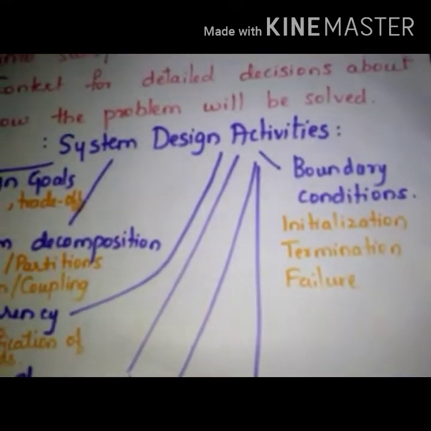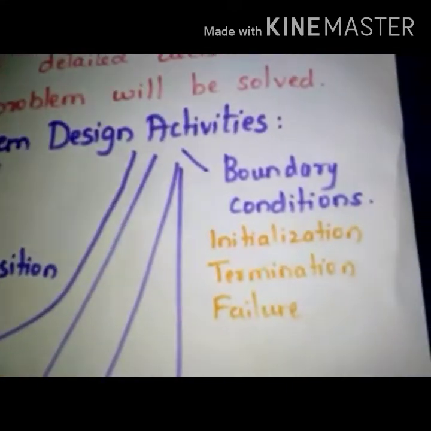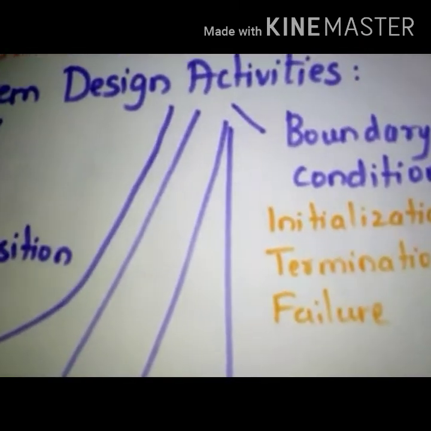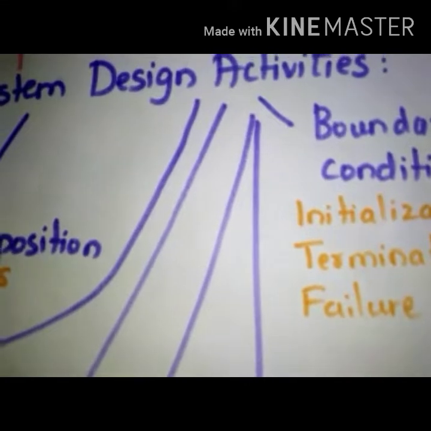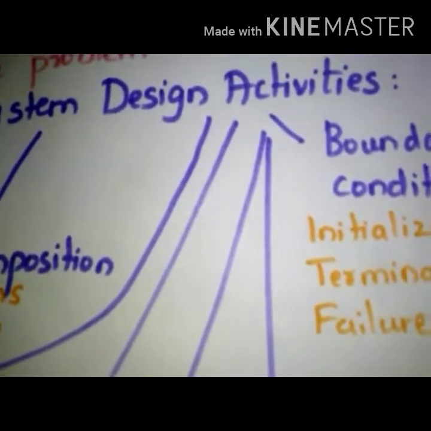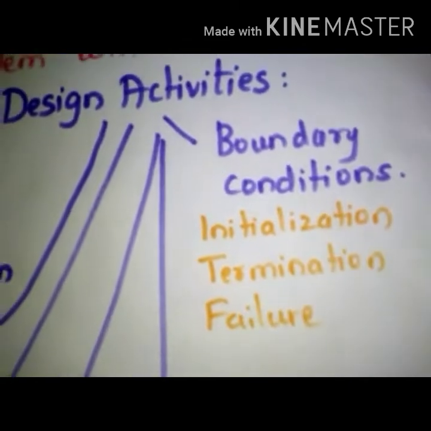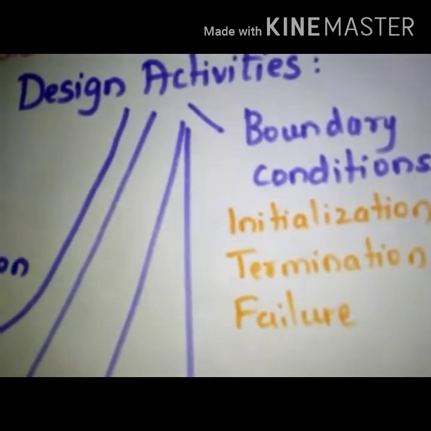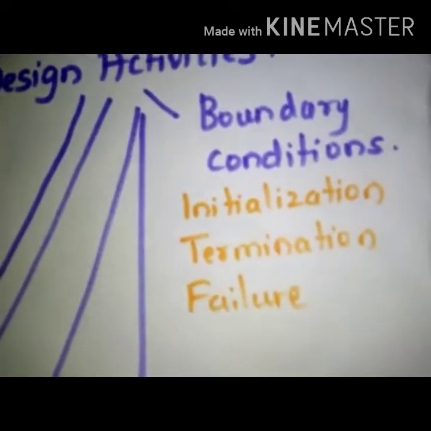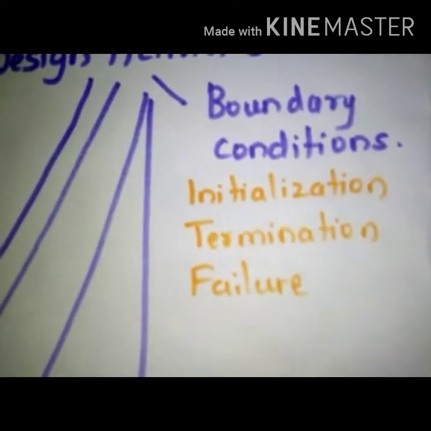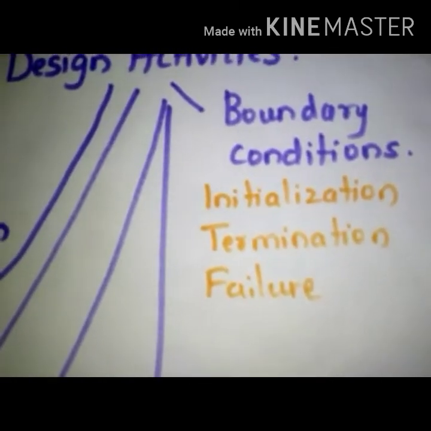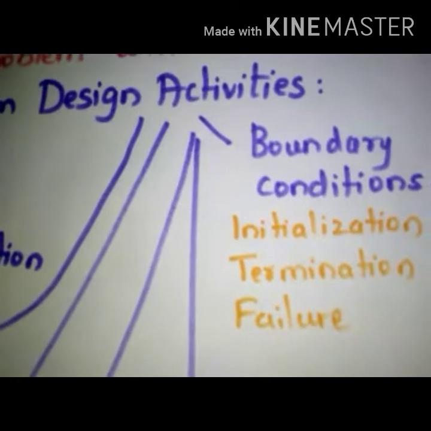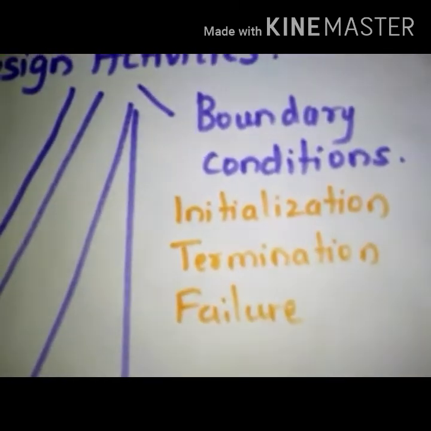Next is dealing with the boundary conditions. The boundary conditions consist of initialization, termination and handling of failure. When the system is designed, it should address use cases like initialization, which describes how a system that is not initialized moves to a steady state. Next, you should explain the termination conditions, like which process will terminate the activities, which resources are to be freed during termination, and how you give the notification that this particular process is terminated.